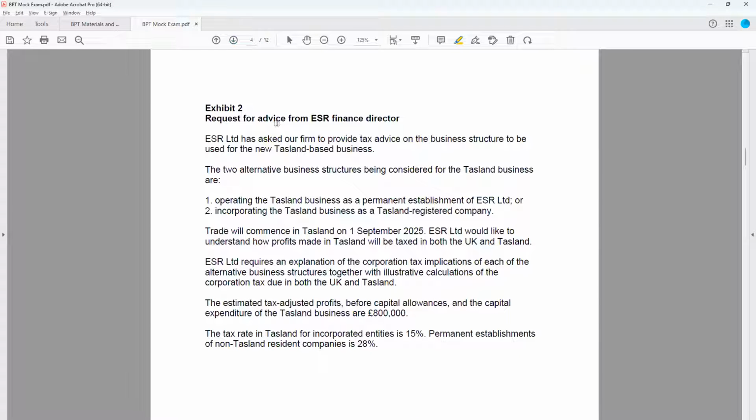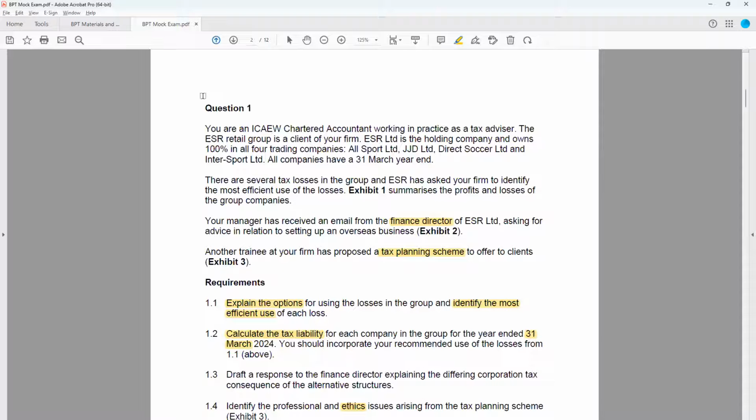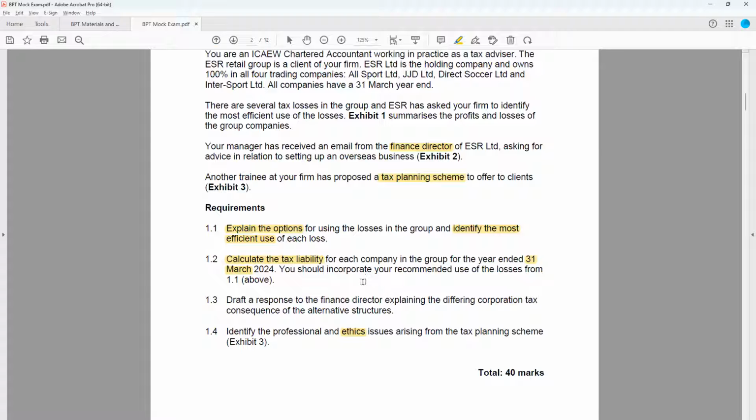And then we've got Exhibit 2, the email from the finance director about setting up an overseas business. That, of course, is relevant for that part of the question. And then we've got a final exhibit for ethics. In terms of mark allocation, I'd suggest giving 8 marks to ethics. It's always quite nice when ethics comes up in a question, as it's really helpful with the mark allocation.